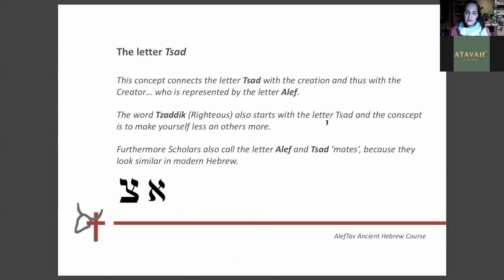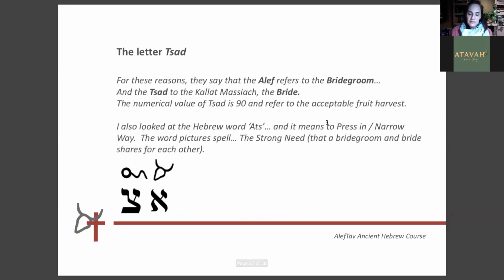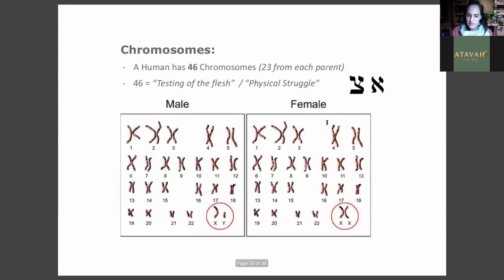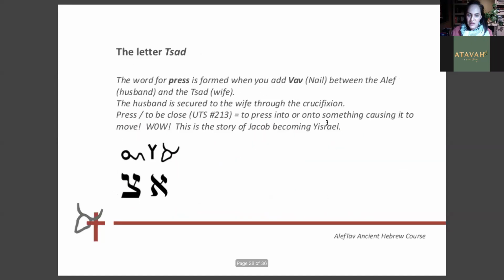So the Aleph Tzad in modern Hebrew looked familiar to me because it resembled those two chromosomes, the X chromosome and the Y chromosome. That's why I remembered this, the X, Y. But then I noticed, okay, we've got a little problem because it is switched. And at first I couldn't understand it.